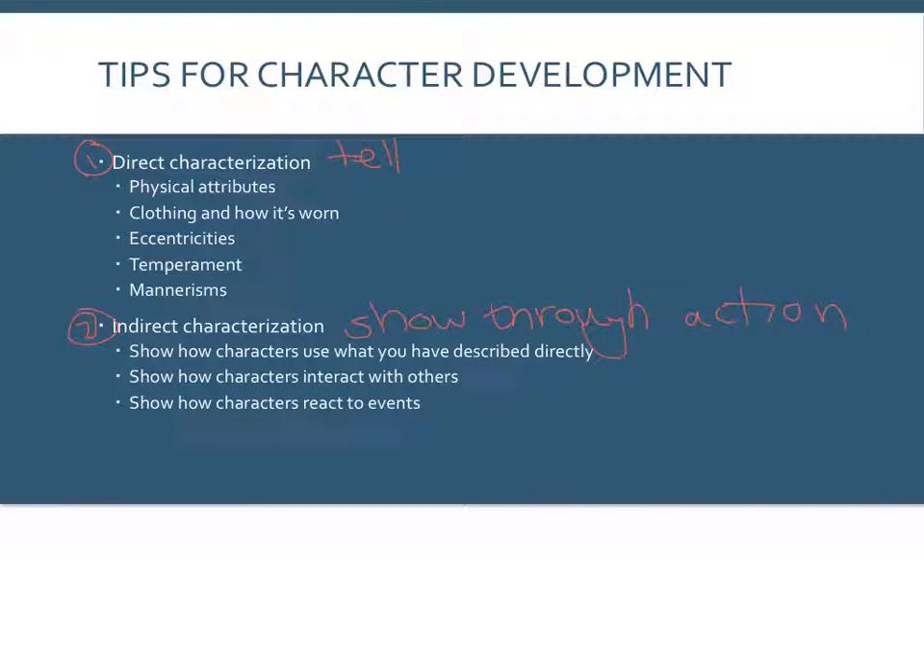Show how characters react to events. Rather than saying Sally was sad after her fight with Jim, you could say Sally sobbed gigantic tears as she huddled in the corner, upset about the fight with Jim, if you feel a need to clarify. But use that indirect characterization to help paint the picture for your reader, and you'll have a much more engaging story.